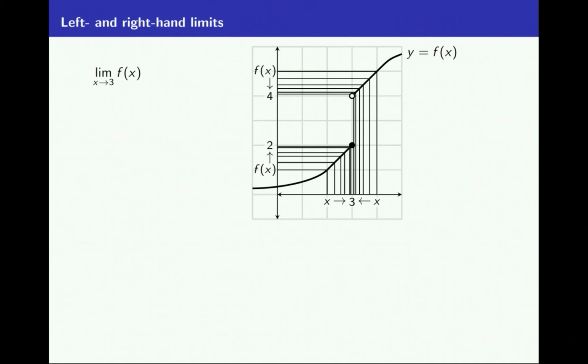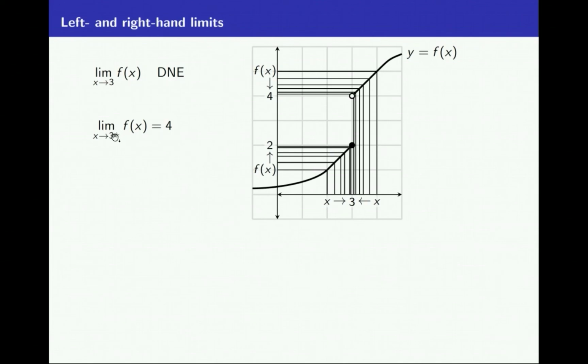Limit as x goes to 3 of f of x equals 4, or 2, or the average of 4 and 2? Actually, in a situation like this, we have to say this limit does not exist, because f of x is not approaching a single number. We can salvage some information from this picture by creating what we call a right-hand limit.